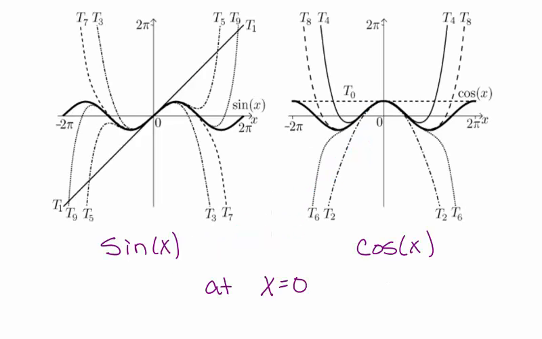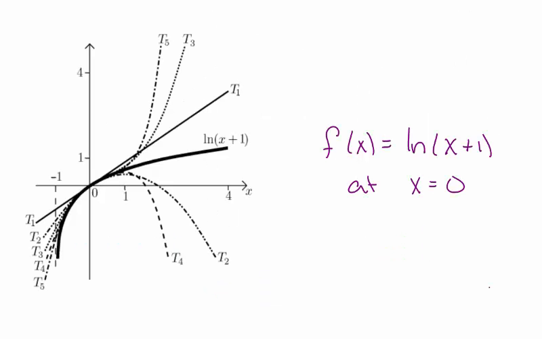The following figure shows the graphs of several Taylor polynomials which are approximating sine of x and cosine of x at x equal to 0. For another example, here are some approximations of the function f(x) equal to the natural log of (x plus 1) about x equal to 0.